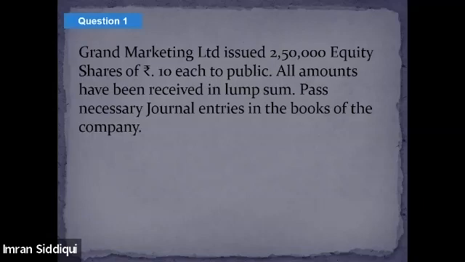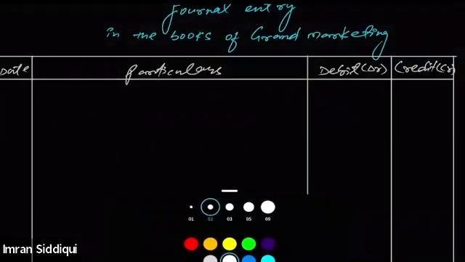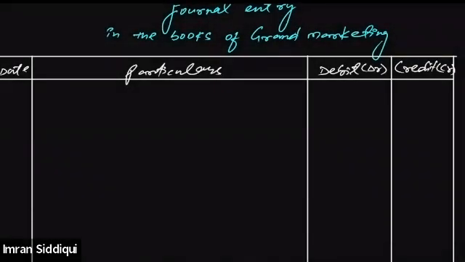And when the public applies for the shares, the company is going to get some amount as soon as the public applies. So as the company has issued 250,000 shares, the public is going to give 10 rupees for 250,000 shares. That means the company is going to receive 25 lakh. Bank account will be debited.